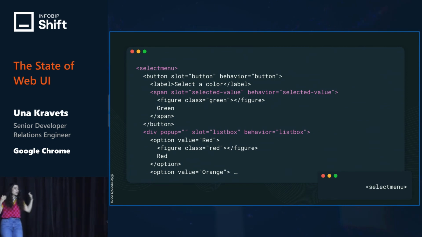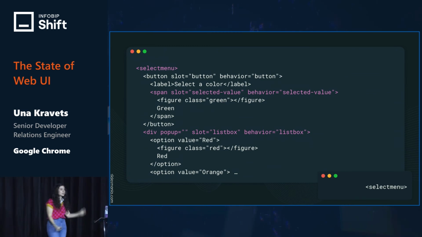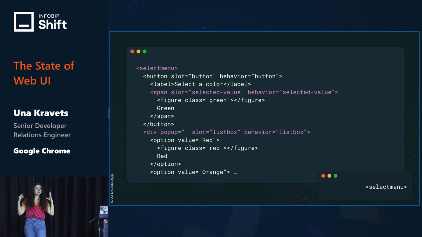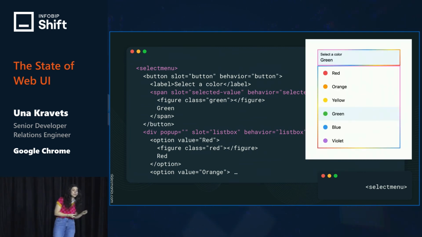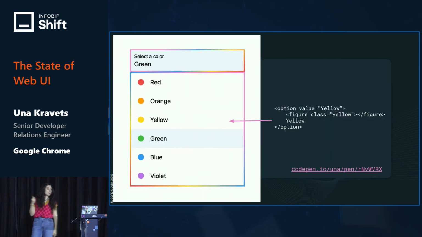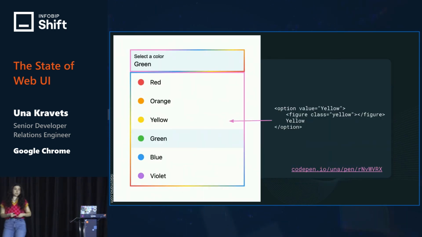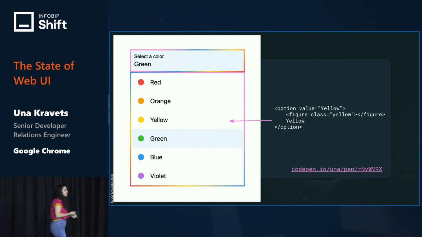It lets you create a select menu, a new native element which has accessibility built in. It lets you set a slot for the selected value and a slot for the list box of options that are going to be selectable for this component. And so here's just a silly rainbow color select menu that I quickly created as a demo for this talk, where I have just these colors and these figures that have just a color value to be more representative. And now this is something that we can start to build with select menu.